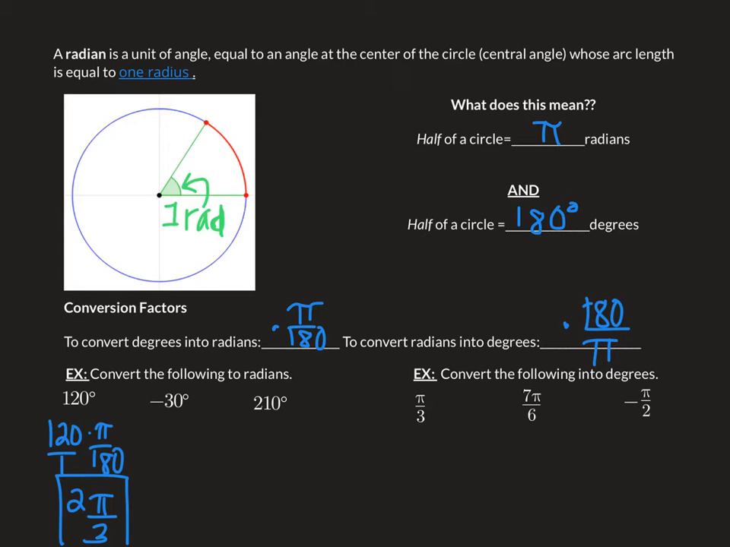Okay, pause the video and see if you can get the radians for the other 2 degrees that I've given you, the 30, negative 30, and the positive 210. Okay, hopefully you had a chance to get those. So let's look at what that looks like.